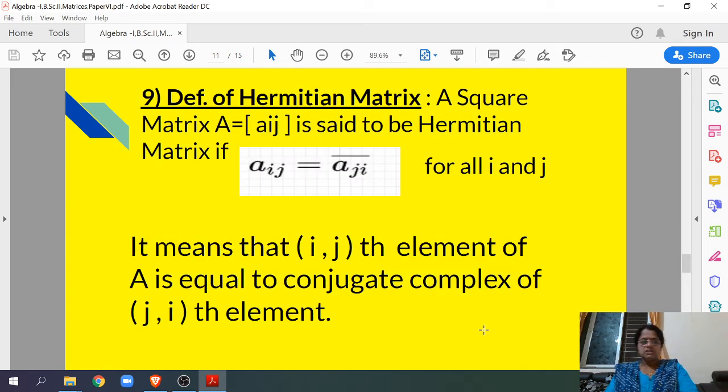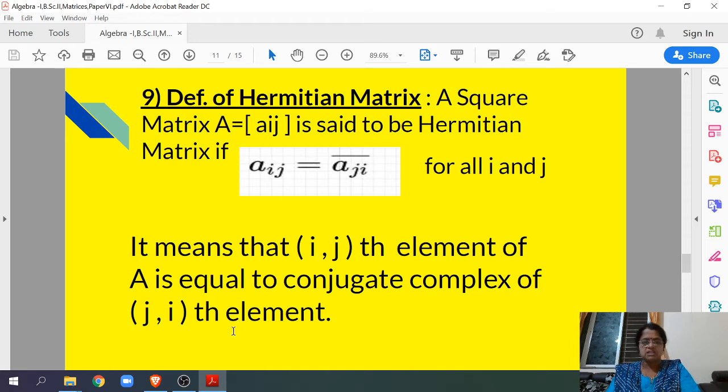Now we will see the definition of Hermitian matrix. A square matrix A equal to Aij is said to be Hermitian matrix if Aij is equal to Aji bar for all i and j. It means that ijth element of A is equal to conjugate complex of jith element.